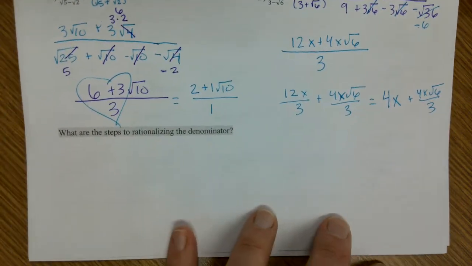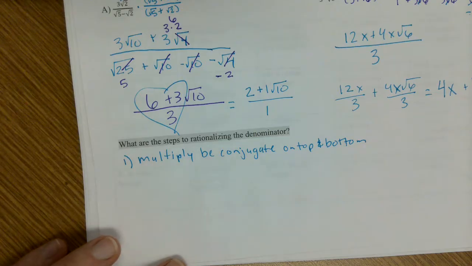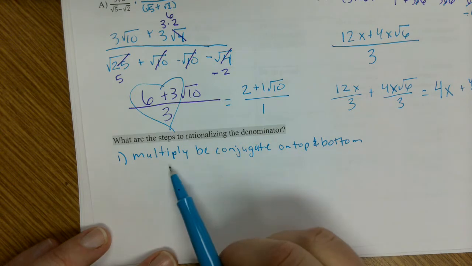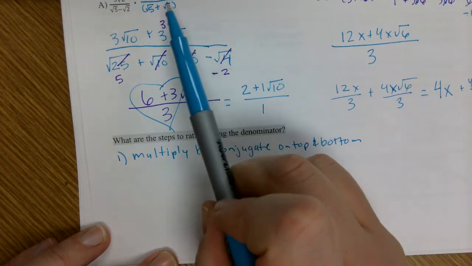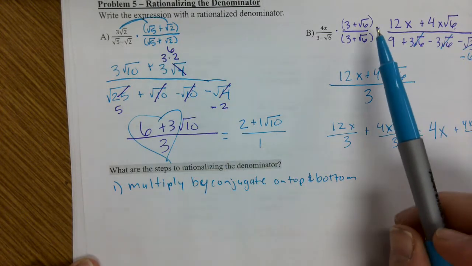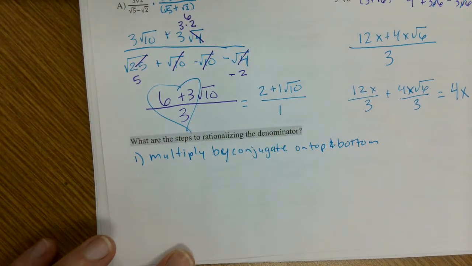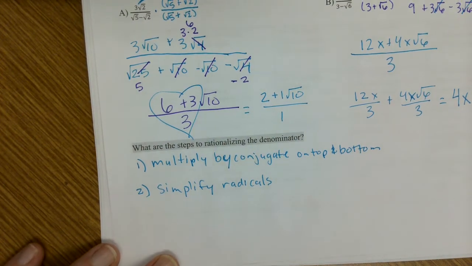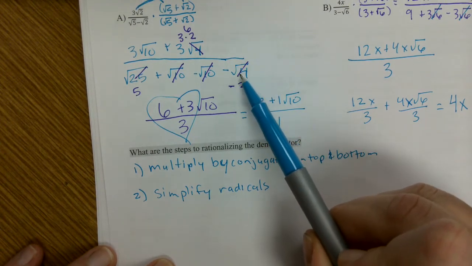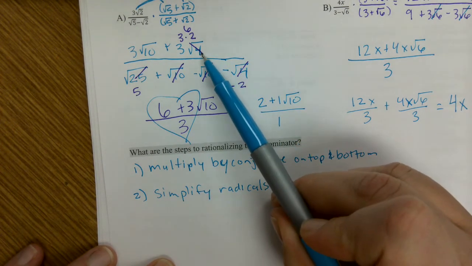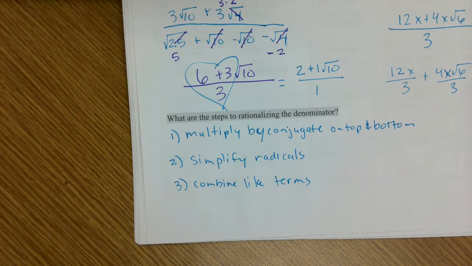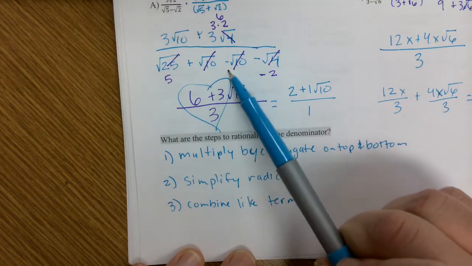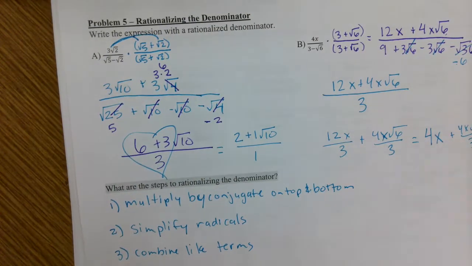What are the steps to rationalize the denominator? First step, multiply by the conjugate on top and bottom. Second step, I'm going to simplify radicals, like here, this radical, here, this radical, over here. Third step, you want to combine like terms. So usually these two cancel out. If there's any place else that you can combine like terms, you should.